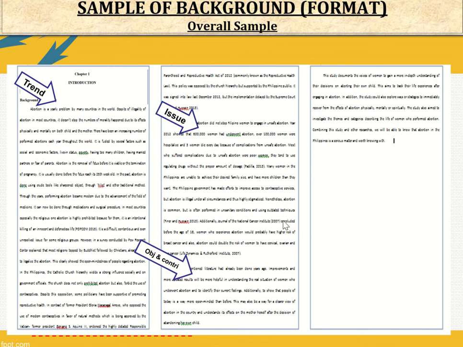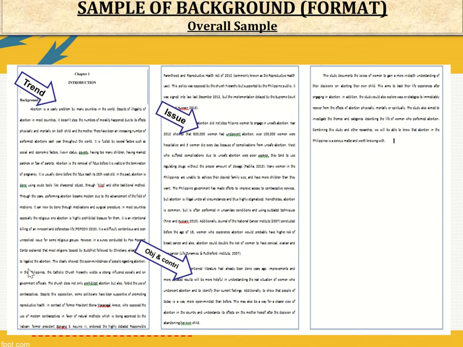Times New Roman and then 12. That is our format, no? So again, limit your background of the study to 2 or 3 pages. Double space na. So ito yung itsura niya. So again, chapter 1. Introduction is the heading. Subheading is background of the study.